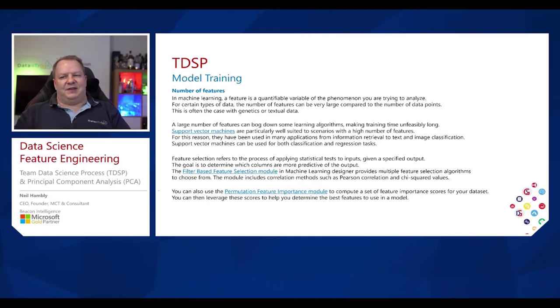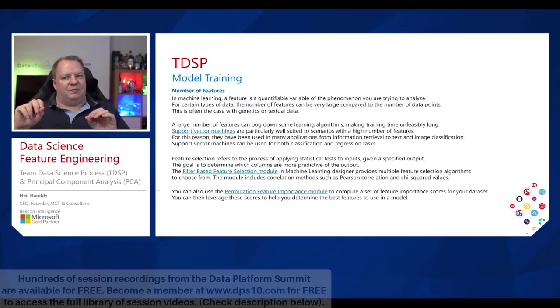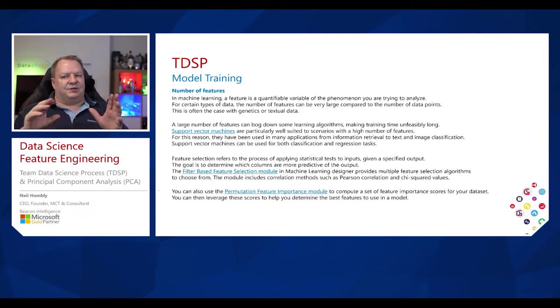There are a number of algorithms that might help with narrowing that down. We also have the permutation feature importance module, a long word, that helps us with scoring of those different features. Again, not a lot of detail right now, purely for the amount of time we have. We want to get to the demos, but this is an indicator for you to look into this a bit more, the filter-based feature selection module as well, and the support vector machines module. Have a look at those and see if they help. There's also a lot of good information in the Microsoft Learn modules around this.